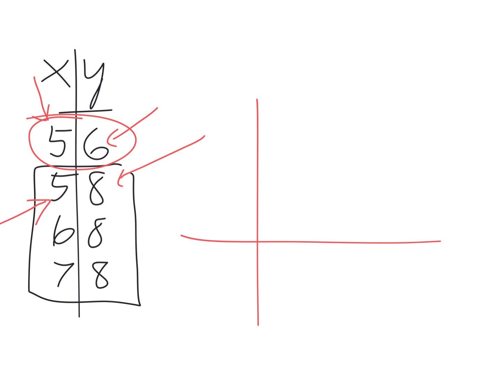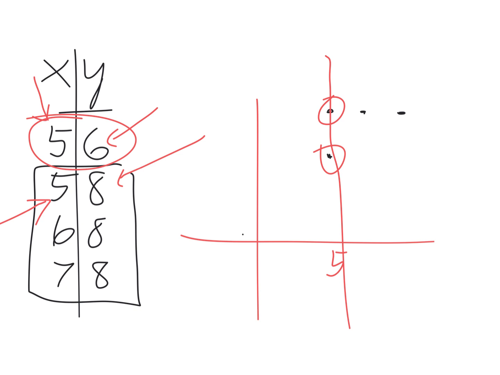Let me just show you what happened if you graph it. Over 5 and up 6 is here. Over 5 and up 8 is right there. Over 6 and up 8, over 7 and up 8. Do you get that the problem area of the graph is right there where you put in 5 and you got two different things? Does that ring a bell? You remember this? So that's saying it's failed the vertical line test.